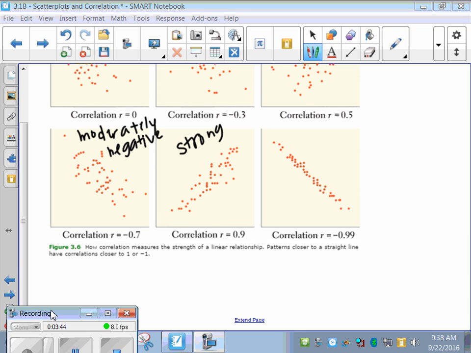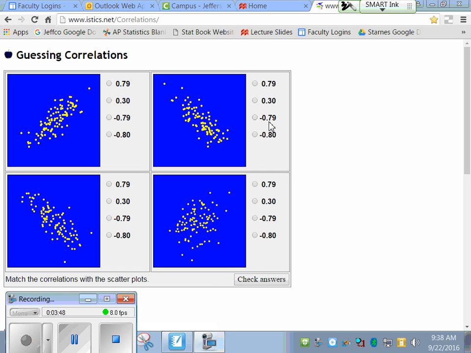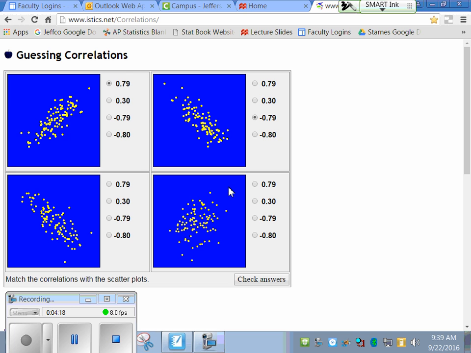So just for fun, we're gonna practice and see if you guys can guess some correlations. All right, so let's start with this guy right here. What do you guys think? 0.79? All right, how about this guy? What? That is ridiculous. Okay. And how about this one? What? Which one of those looks closer, you guys? So this one, -0.8.